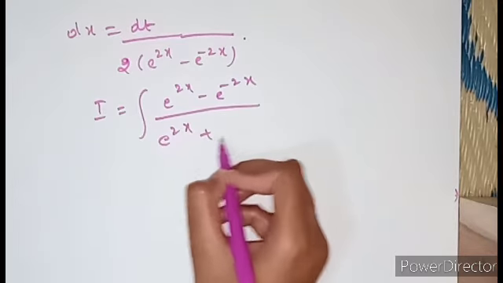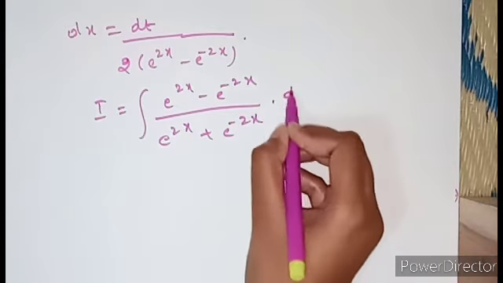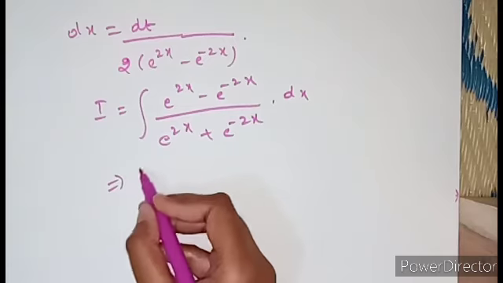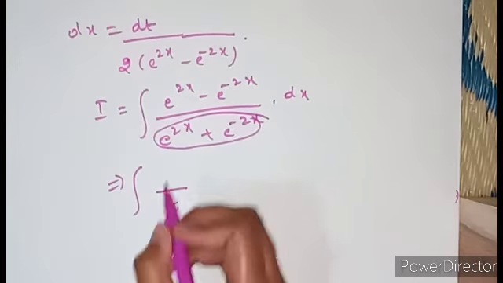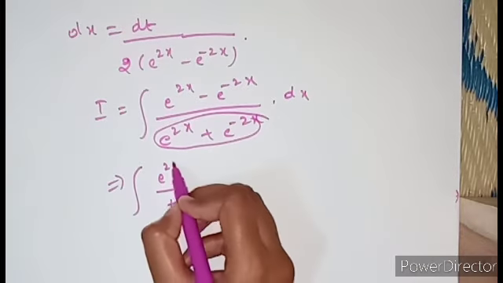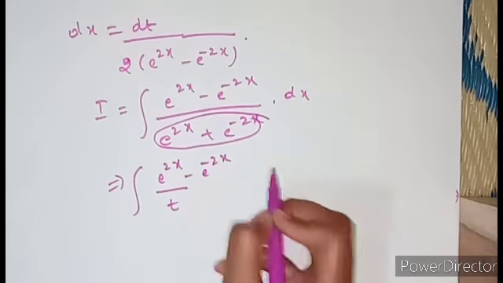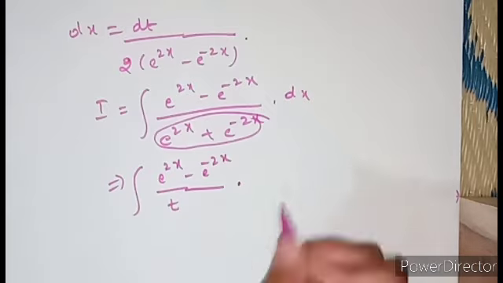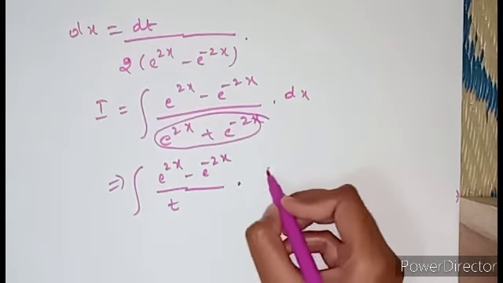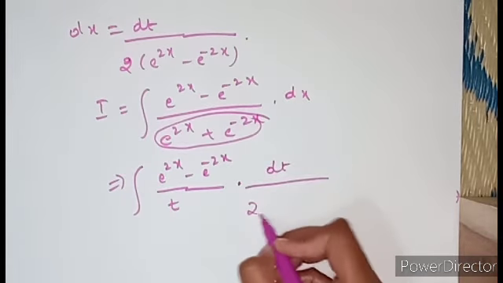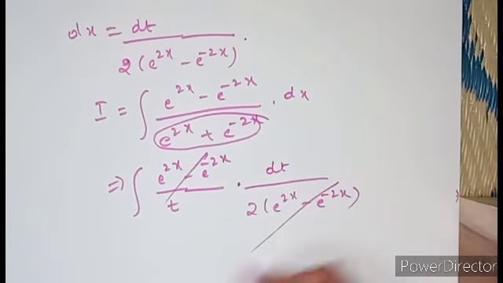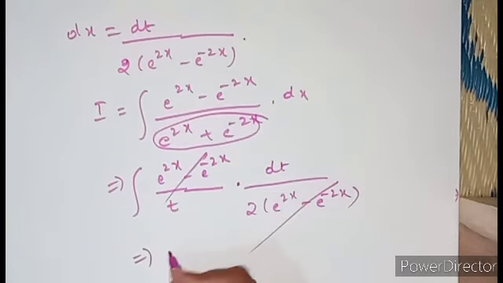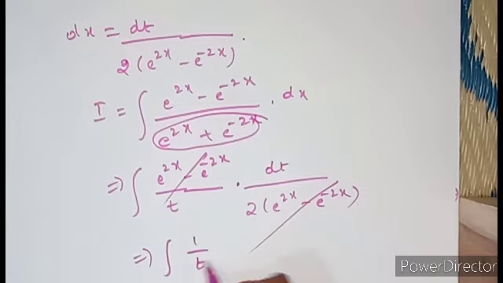Now substitute all the values. We have taken this one as t. So the numerator e raised to 2x minus e raised to minus 2x stays as it is, and we have got dx as dt upon 2 into e raised to 2x minus e raised to minus 2x. These two functions get cancelled, right? Again we are left with 1 upon t dt upon 2.